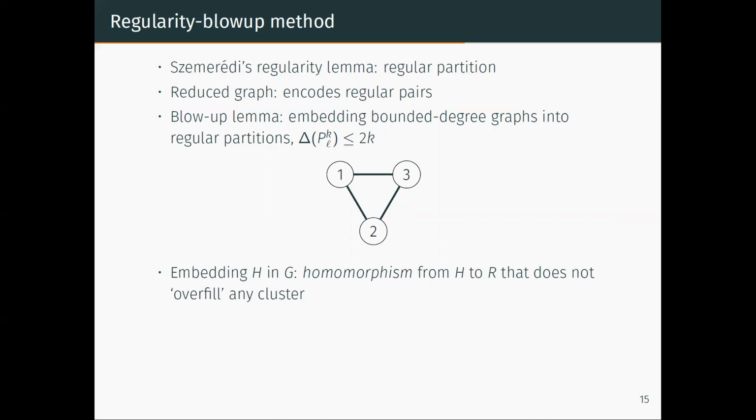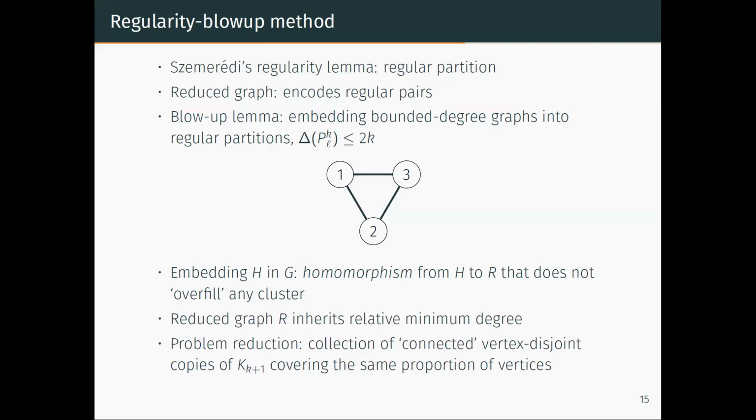Right, and so this corresponds to finding a homomorphism from the target graph, in our case the square of a path or powers of paths, into the reduced graph, so that they don't overfill any of the clusters that we get out of the regularity partition. Because the reduced graph inherits the minimum degree, it essentially corresponds to trying to find collections of cliques which are connected, in a sense that I'll describe later, that cover roughly the same proportion of vertices as we wanted for the power of a path.